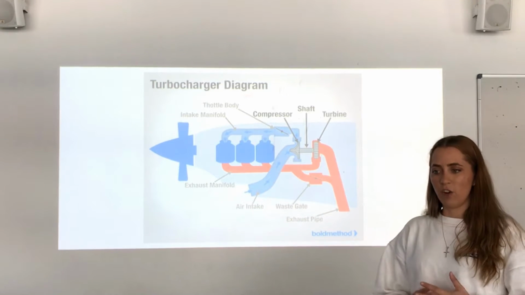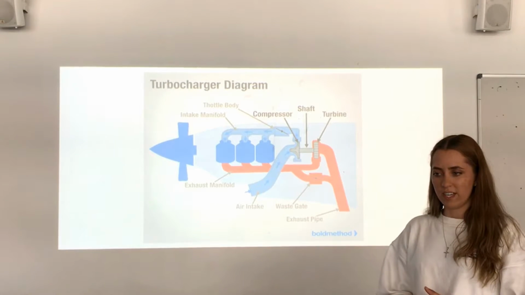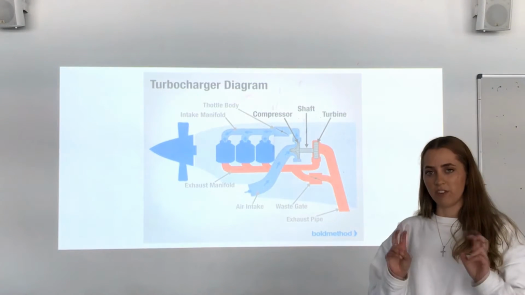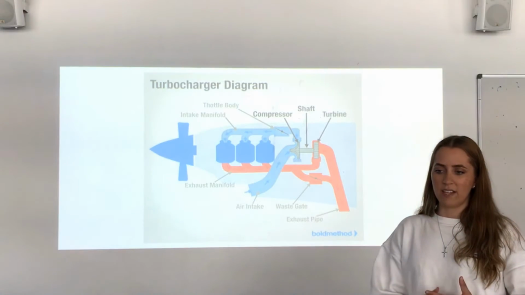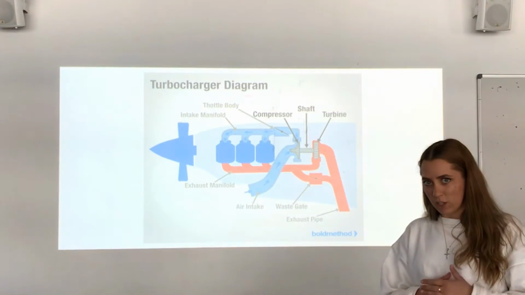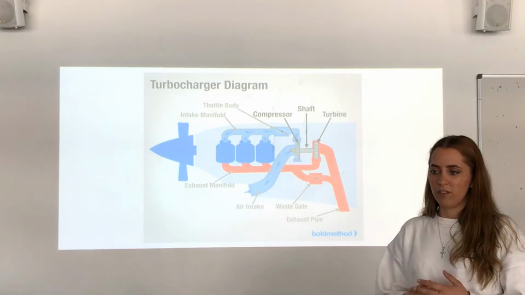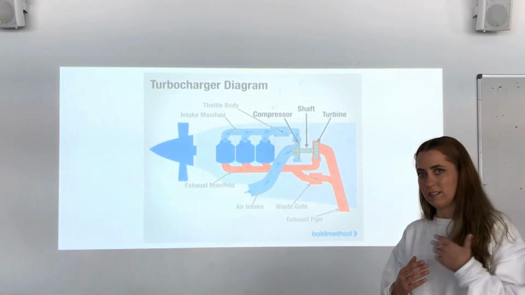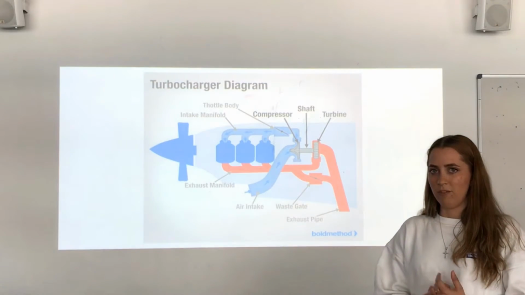This causes the turbine to freewheel, and then the engine will act as though it's a normally aspirated engine. But when the wastegate is in the closed position, more of the exhaust gas is directed over the turbine, and that increases the impeller's speed, which then boosts the manifold pressure.